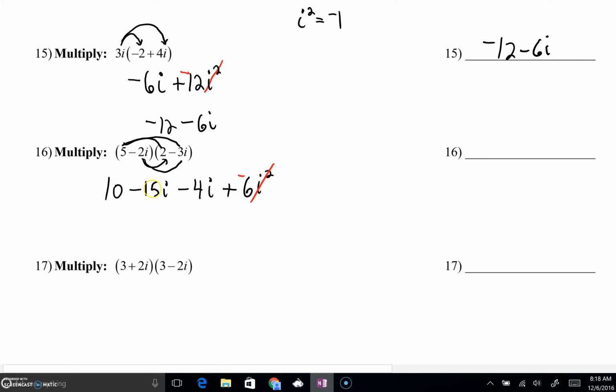So at this point, what we're going to do is just combine our like terms. And as we combine our like terms, you can see we'll have 10 and negative 6. 10 and negative 6 will add up to a 4. Negative 15i minus 4i will add to negative 19i. And that's as far as we're going to go.